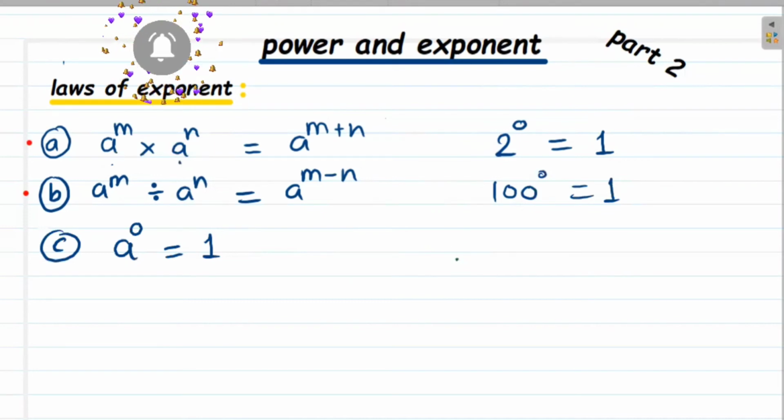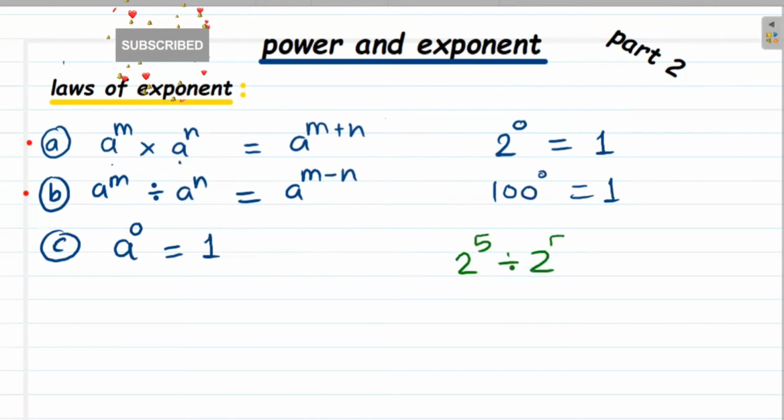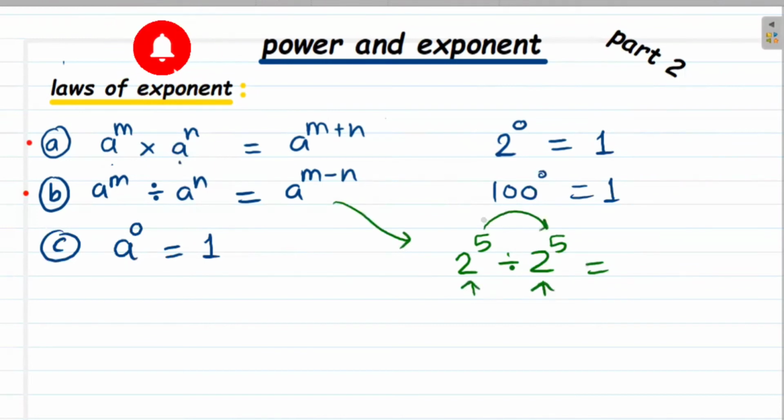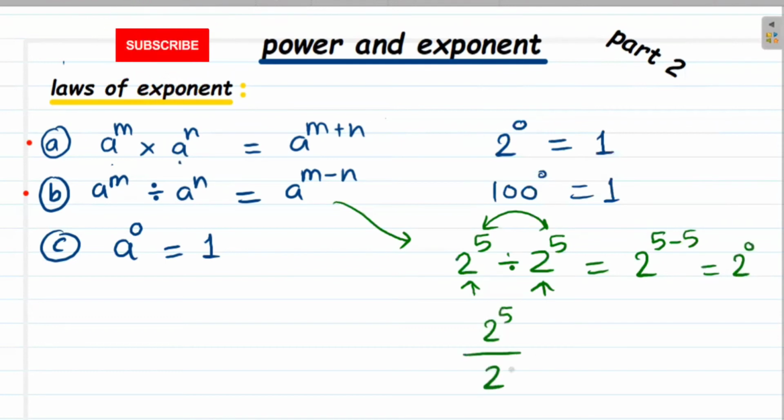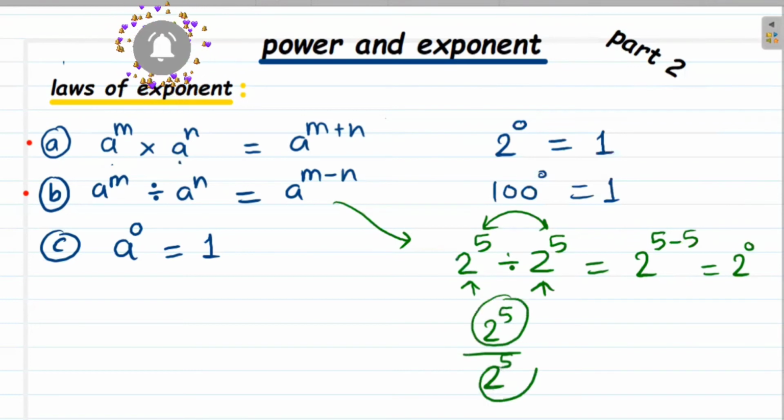That is, if I have 2 raised to 5 divided by 2 raised to 5. Now, according to the second law, if my bases are the same, my exponents get subtracted, right? So this is nothing but 2 raised to 5 minus 5, that is 2 raised to 0. But I can also write this division in another format, and 2 raised to 5 and 2 raised to 5 are both nothing but 32 only.